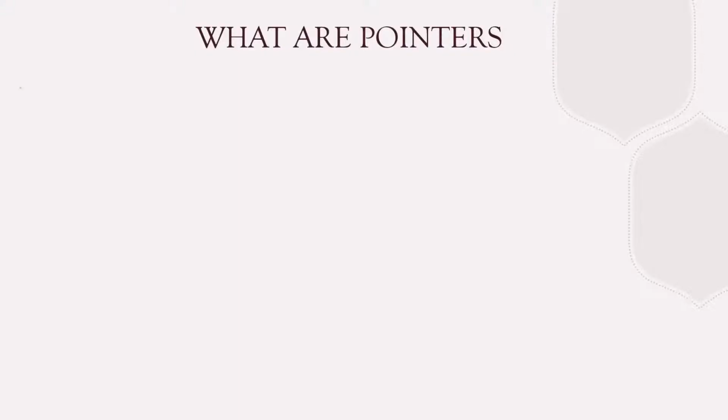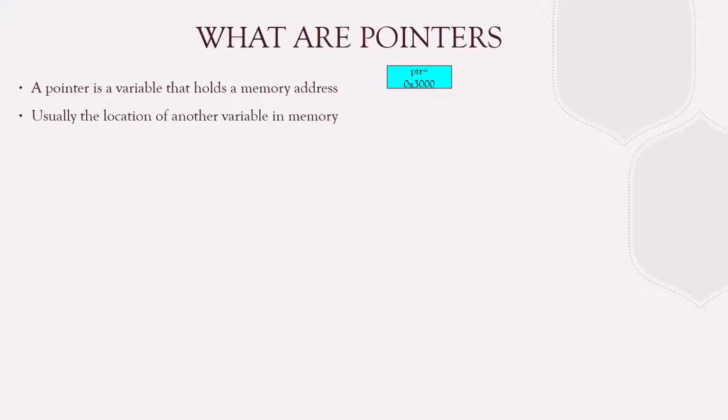You may recall it was mentioned in the last session that a pointer is a variable that holds a memory address. So we could have PTR holding that memory address. This memory address would be the location of another variable in memory. Consider we have num with value 200 at that same address. What's happening here is PTR is pointing to num.